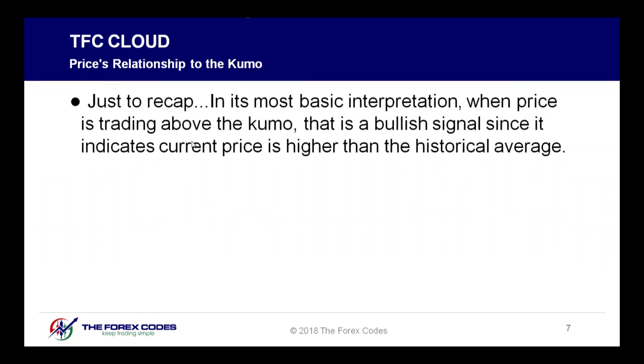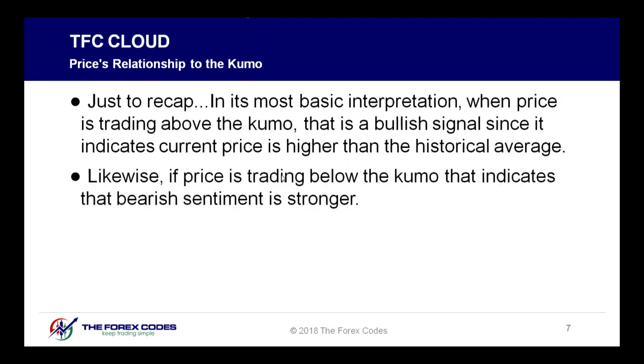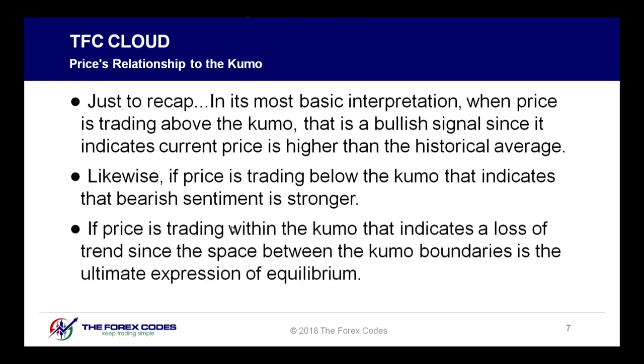So just to recap, in its most basic interpretation, when price is trading above the Kumo, above the cloud, it's bullish, since it indicates the current price is higher than the historical average. Likewise, if price is trading below the Kumo, below the cloud, that indicates that bearish sentiment is stronger. And if price is trading within the Kumo, it indicates a loss of trend, since the space between the Kumo boundaries is the ultimate expression of equilibrium. Sit on your hands.